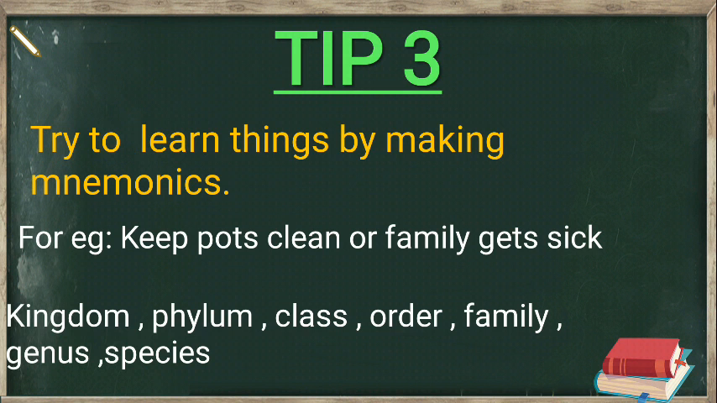Okay, tip number 3, try to learn things by making mnemonics. Okay, for example, "keep pots clean or family gets sick." In biology, we learn this entire sequence of kingdom, phylum, class, order, family, genus, and species. Okay, so we can learn this entire sequence with the help of the simple line "keep pots clean or family gets sick." Okay, so try to make such mnemonics and then learn your important terminology.